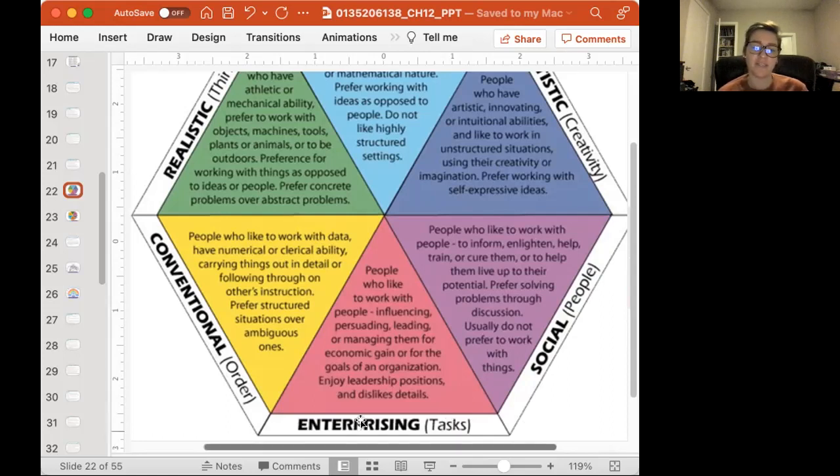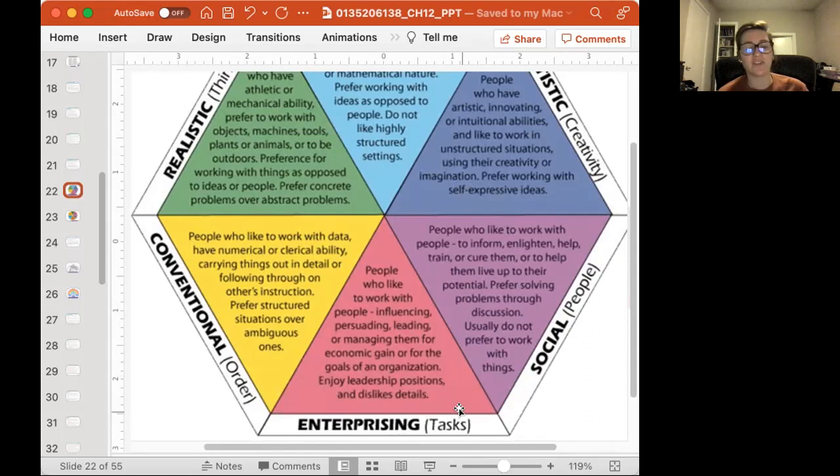Okay, the enterprising person, task-oriented people. They are people who like to work with people. They are influencing, persuading, leading, or managing. For them may involve economic gain or be for the goals of an organization. They enjoy leadership position and dislike details.